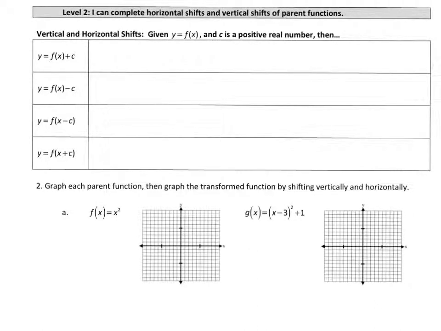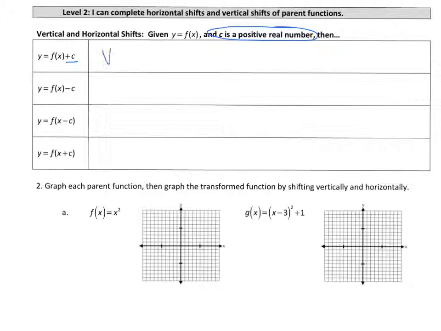In level 2, we will be shifting parent functions horizontally and vertically. And there are 4 different types of transformations: up, down, left, and right. This first transformation, as long as c is a positive real number, would, with a number added on the outside of the function, shift the function up c units.